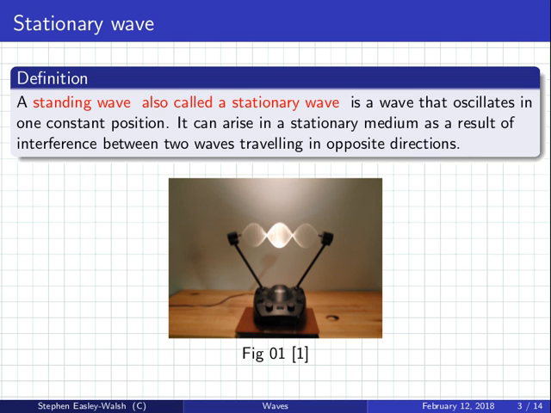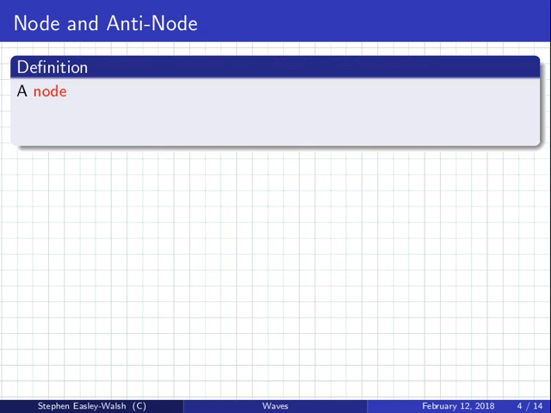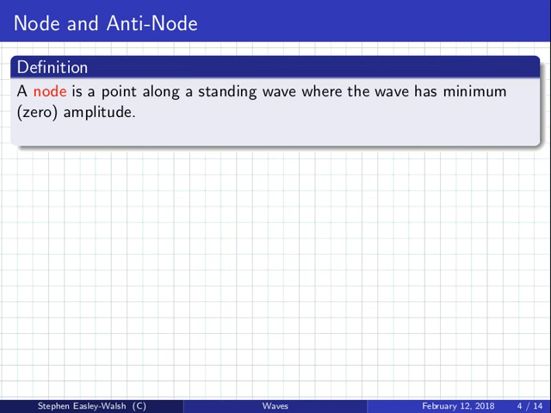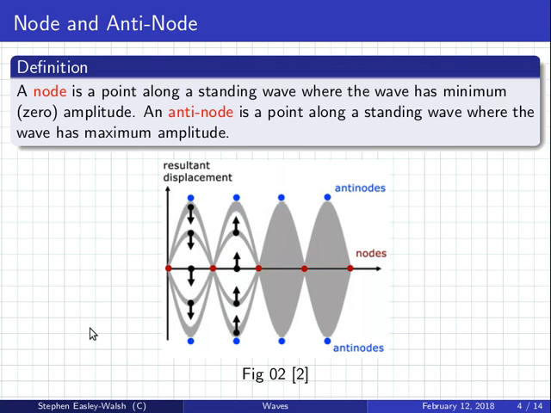You heard him use a word earlier, node. Node is a part of this wave. The node is the point on the wave where it has minimum amplitude, and antinode is the one where it has maximum. So these red dots here, these are called nodes. The blue ones that move up and down, they're called antinodes.